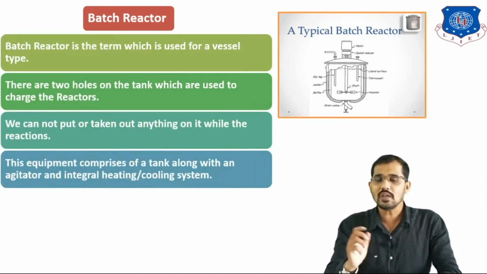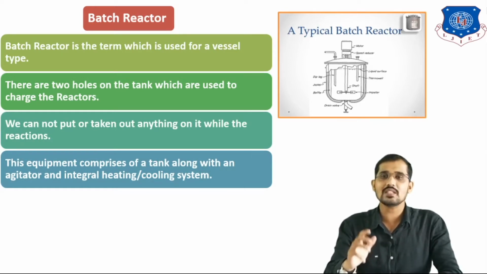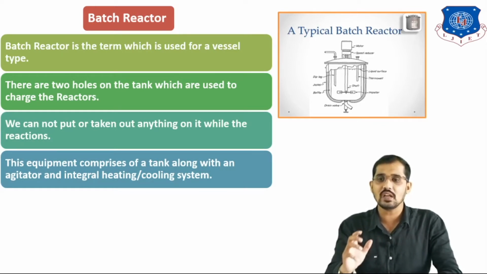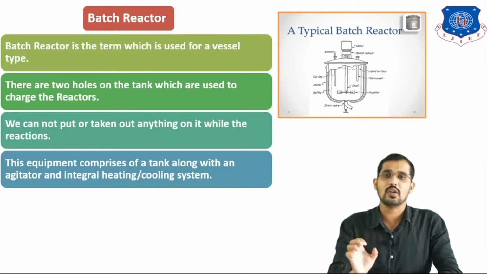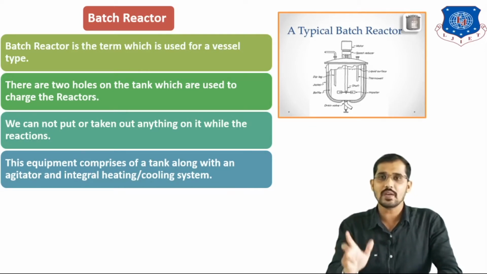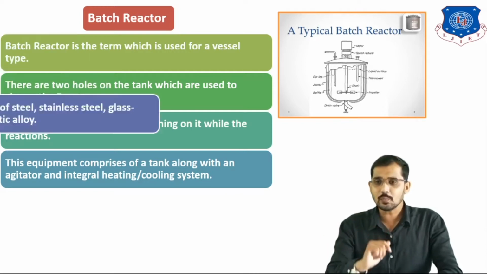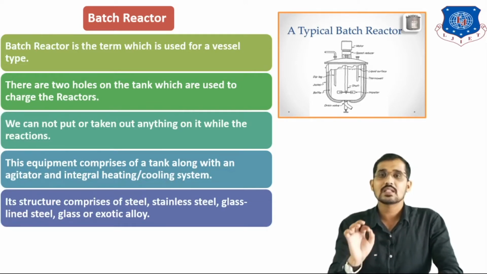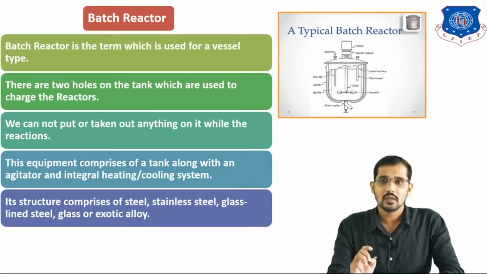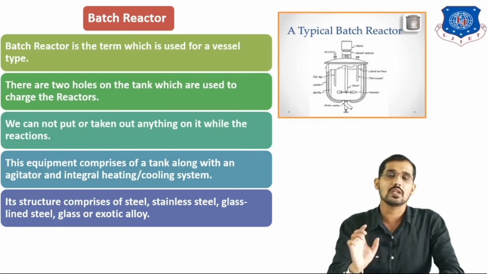After that, the next point is that this equipment comprises a tank along with an agitator and an integral heating and cooling system. This is nothing but the construction part of the batch reactor. I already explained the construction part of the batch reactor in a previous slide. Okay. The next point is that its structure comprises steel, stainless steel, glass lined steel or glass or exotic alloy. This is nothing but the material of construction.